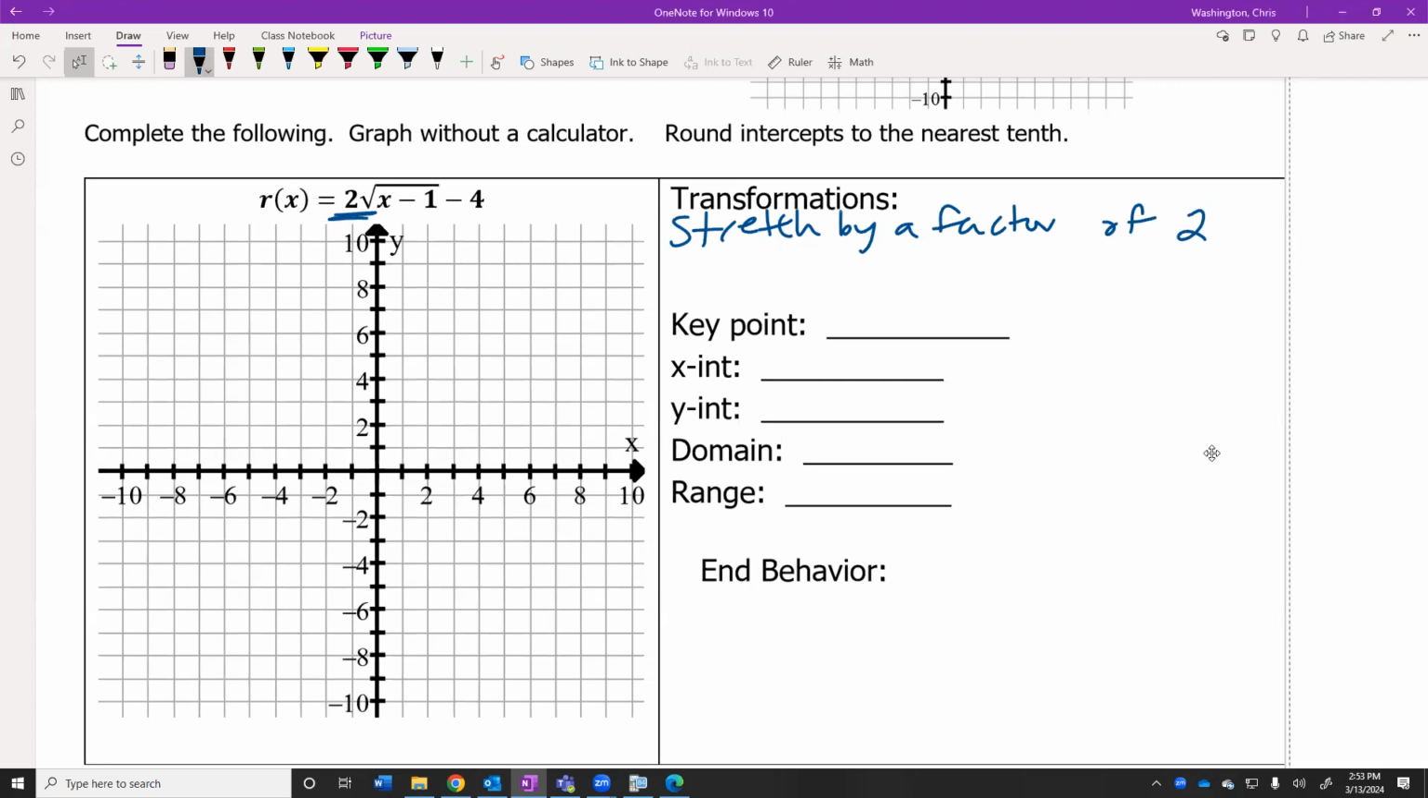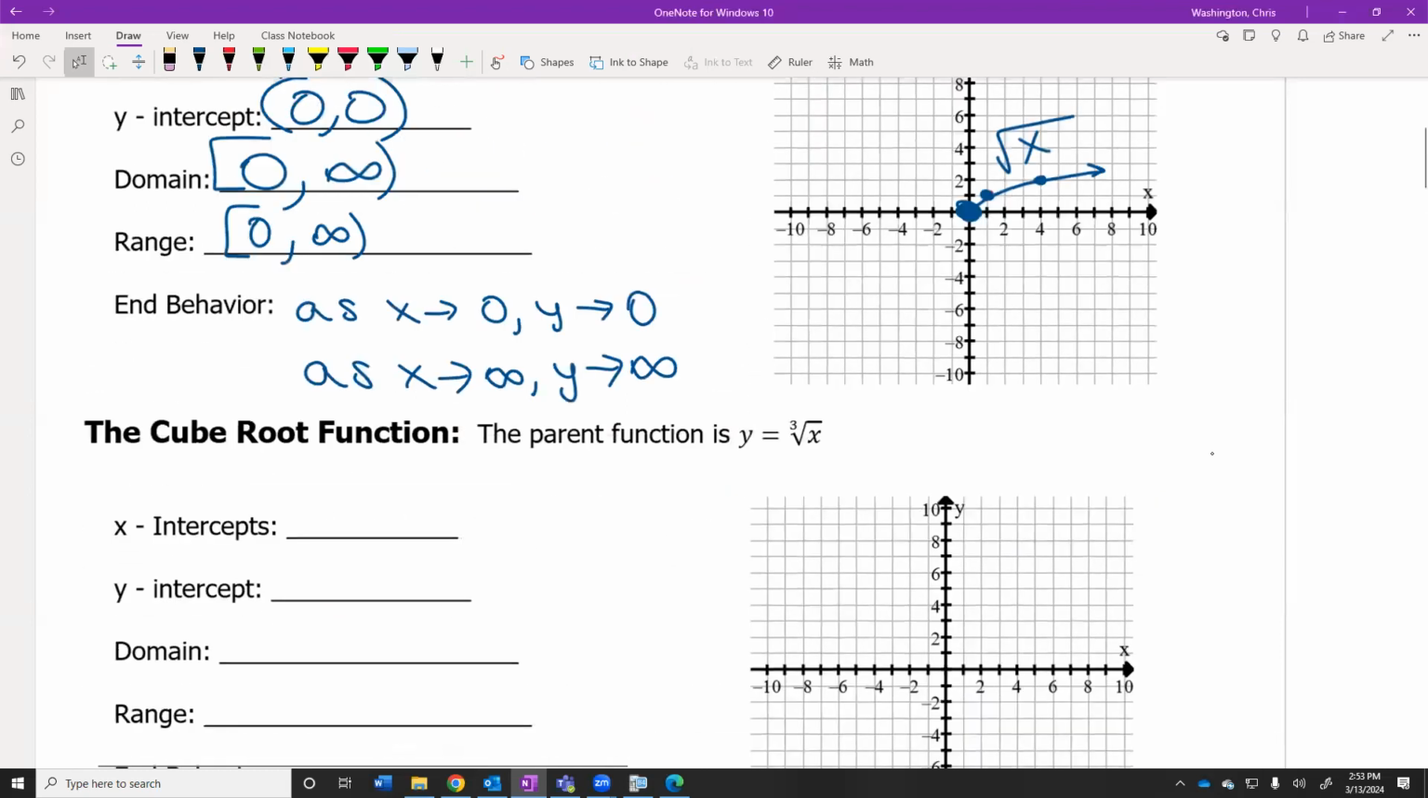What is the -1 going to do to our graph? Right. It's going to move it to the right 1. And what is the -4 going to do to our graph? Down 4. It's going to move it down 4. That would be our asymptote if we had asymptotes, but in this case, we don't have asymptotes. But what do we have?